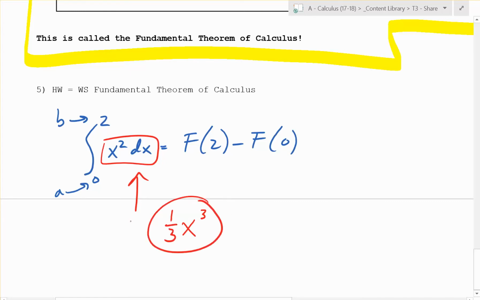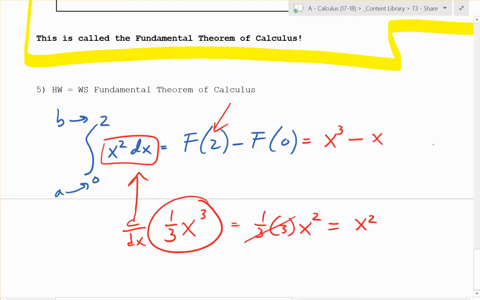Let's check this. What is d dx of 1/3 x cubed? Well, the 3 drops to the front. You reduce the power by 1, but the 3 and the 1/3 cancel, leaving us with x squared. Oh, there it is. So what does this mean the answer is? It's going to be x cubed when x is 2 minus x cubed when x is 0. So the way you write this is x cubed when x is 2 minus x cubed when x is 0, like this.